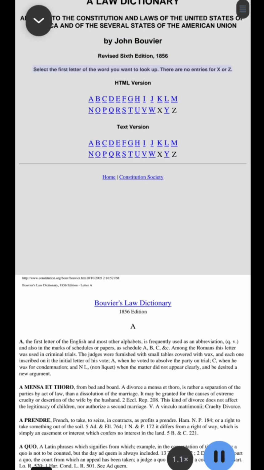Select the first letter of the word you want to look up. There are no entries for X or Z. HTML version: A B C D E F G H I J K L M N O P Q R S T U V W X Y Z. Text version: A B C D E F G H I J K L M N O P Q R S T U V W X Y Z. Home. Constitution Society.